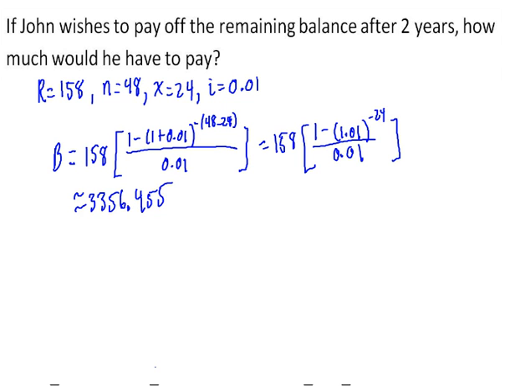Now you might be thinking, wait, isn't it after half the time we've paid off half of it? No, because a good amount of the initial amount from our payments was actually going towards paying off interest. So that's why you don't actually have half of it paid off after half the amount of time. So the remaining balance in this case, rounding it to the nearest cent, would be $3,356.46.